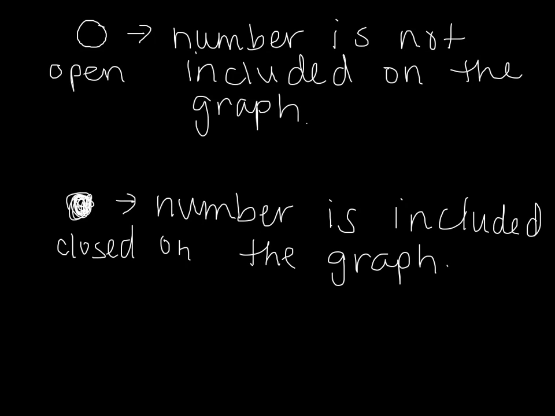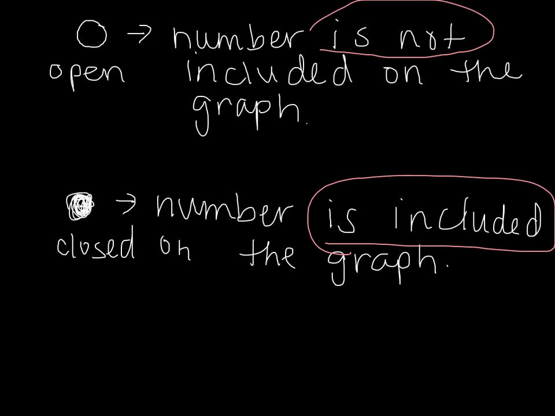And we'll talk about that. This is a little confusing wording right now, but we'll talk about it. So I want you to circle is included in a different color, is not included in a different color, so that sticks out to you. If it is open, that means that number is not included. If it is closed, that means the number is included. We'll talk about that more on the next slide.